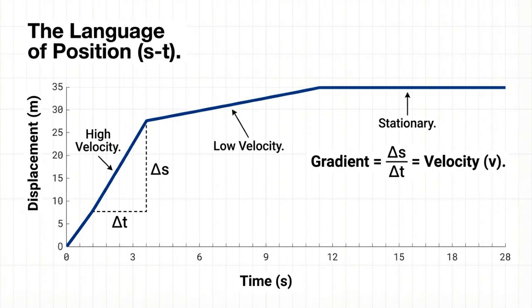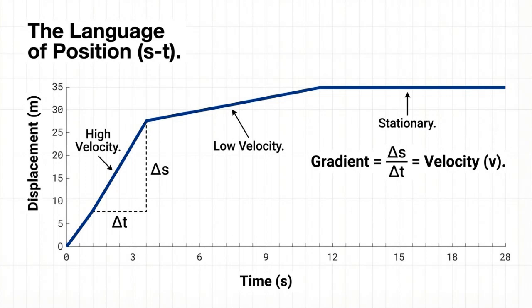Let's start by looking at how displacement changes over time, which helps us understand motion. The graph here shows displacement on the vertical axis and time on the horizontal axis. When the line is steep, like at the beginning, it means the object is moving quickly. This is high velocity. As the line becomes less steep, the object slows down, indicating low velocity. When the line is flat, the object isn't moving at all and is stationary.